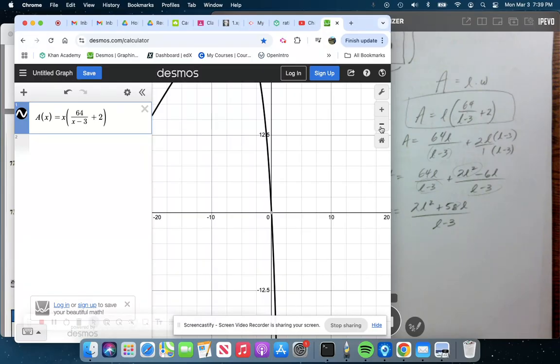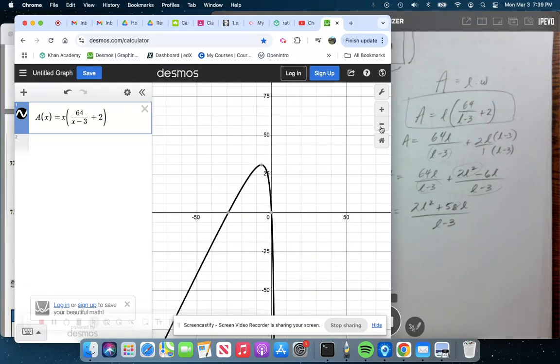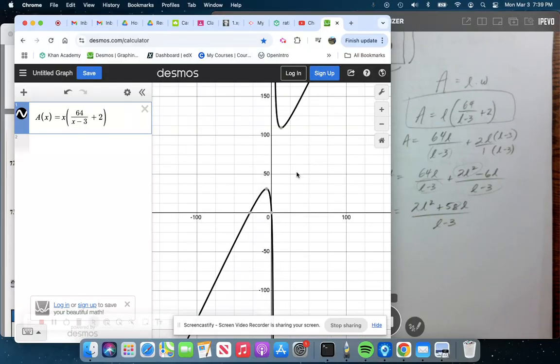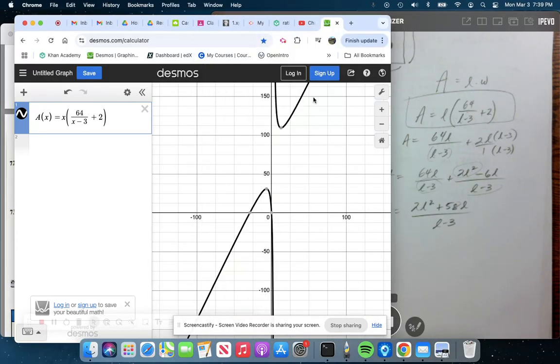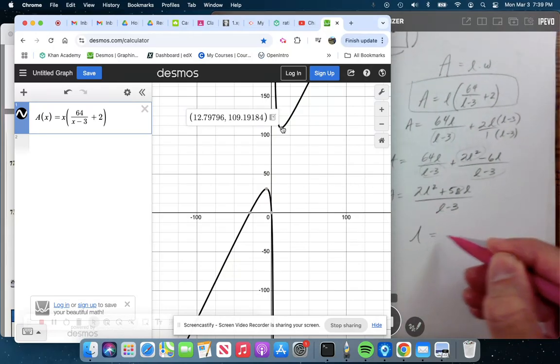Zoom out a little bit. Oh, there we go. So right here, that X value right there, 12.8, is your minimum length, right? So in other words, at minimum, if you want to minimize this sheet of paper, you need to make this 12.8 inches. Does that make sense? 12.8 inches right there. And I got that off the graph. So we know L has to be about 12.8.